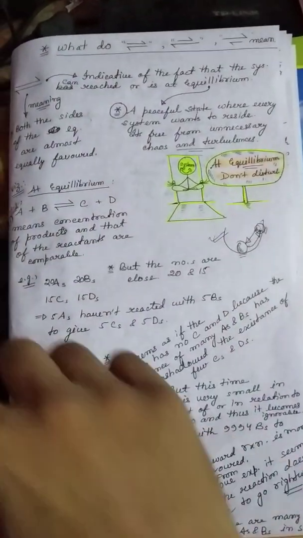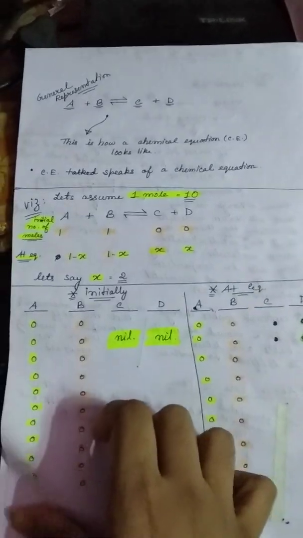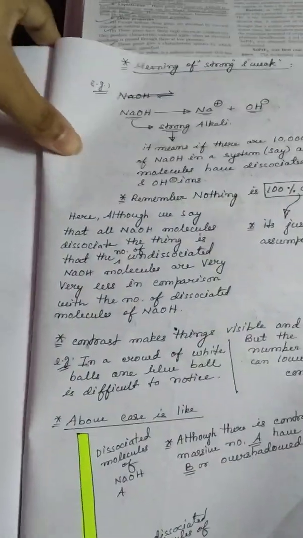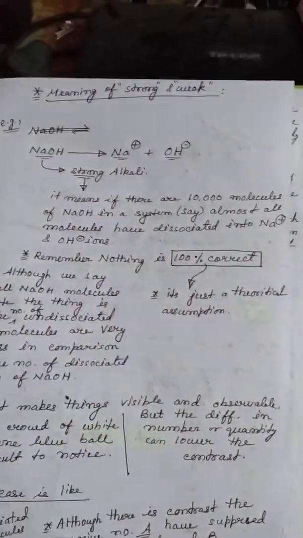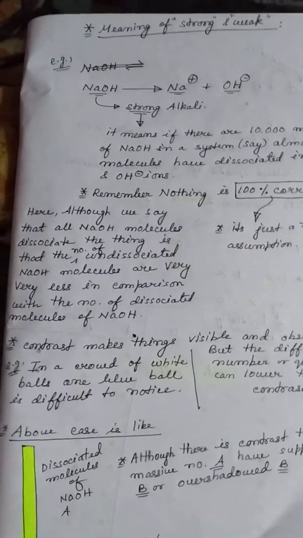I have something more to show. So let's see what more I have written to explain. I have something more to tell you, and the thing is the meaning of strong and weak. What does strong and weak mean?